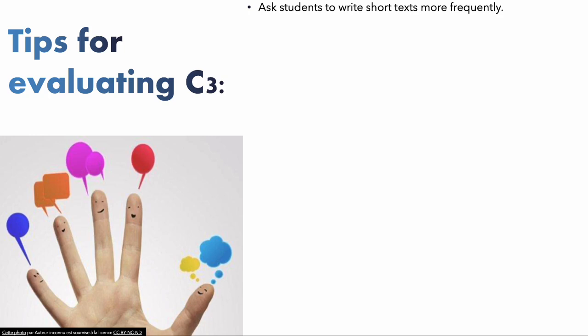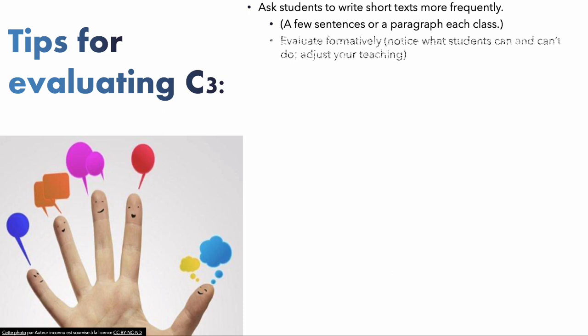So if you can ask students to write short texts more frequently, they'll improve more rapidly than if you just do one long writing task, maybe once or twice a term. So a suggestion would be to get them to write a sentence every class. At the start of class, get them to write a sentence about how they're feeling, or at the end of class, get them to write an exit ticket explaining a couple of new things that they learned.